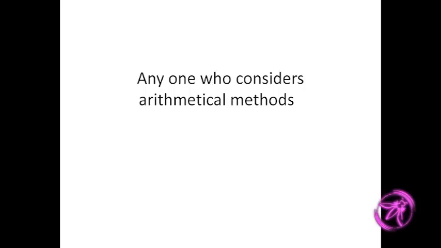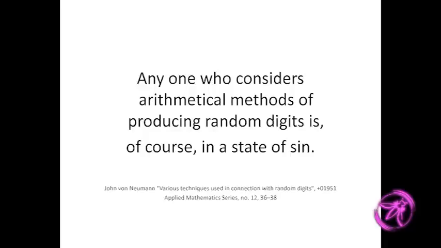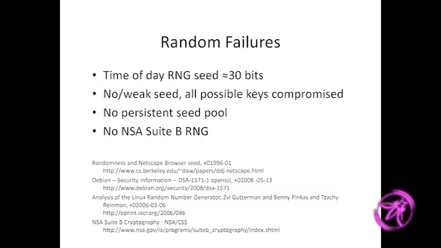I'm going to have to skip over some of this. "Anyone who considers arithmetical methods of producing random digits is, of course, in a state of sin," a classic quote from von Neumann. These are things I've actually seen: 30 bits for the time of day, as I've mentioned before. No weak seed, well, no seed at all, so all possible keys are compromised, the OpenSSL Debian vulnerability.